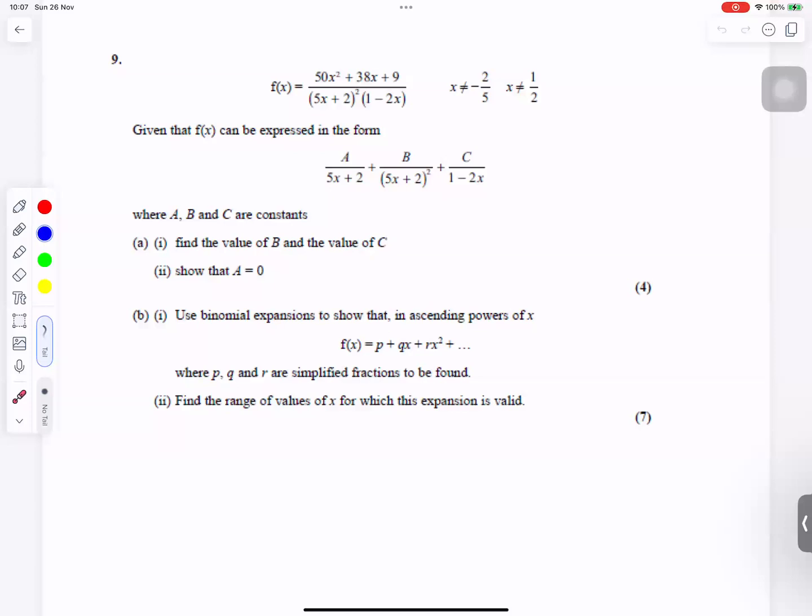Question number 9. Part A, find the values of b and c.